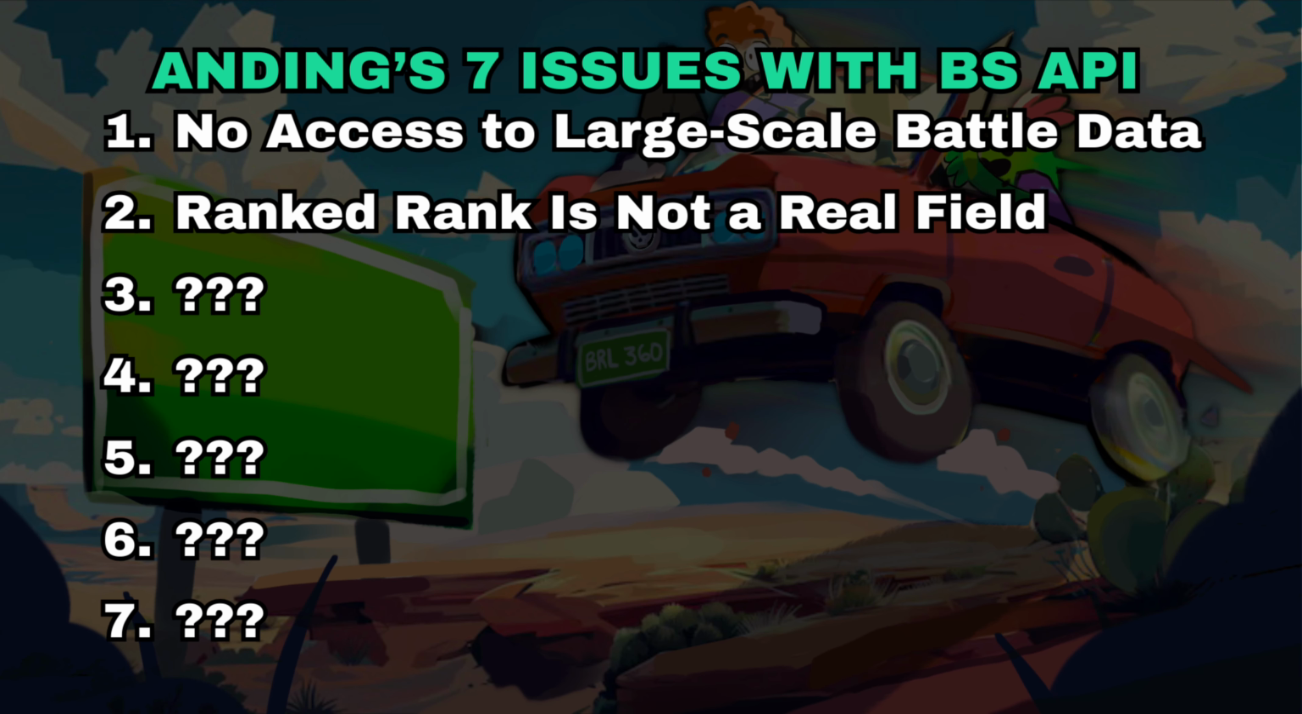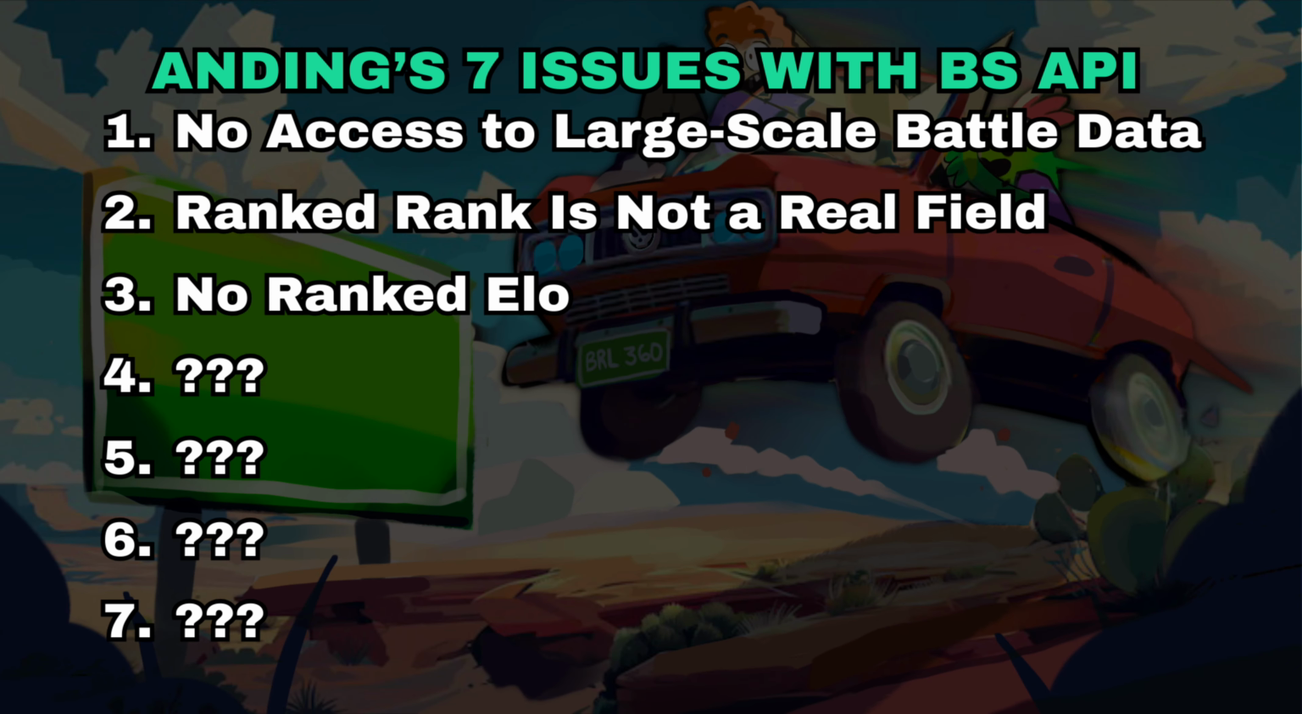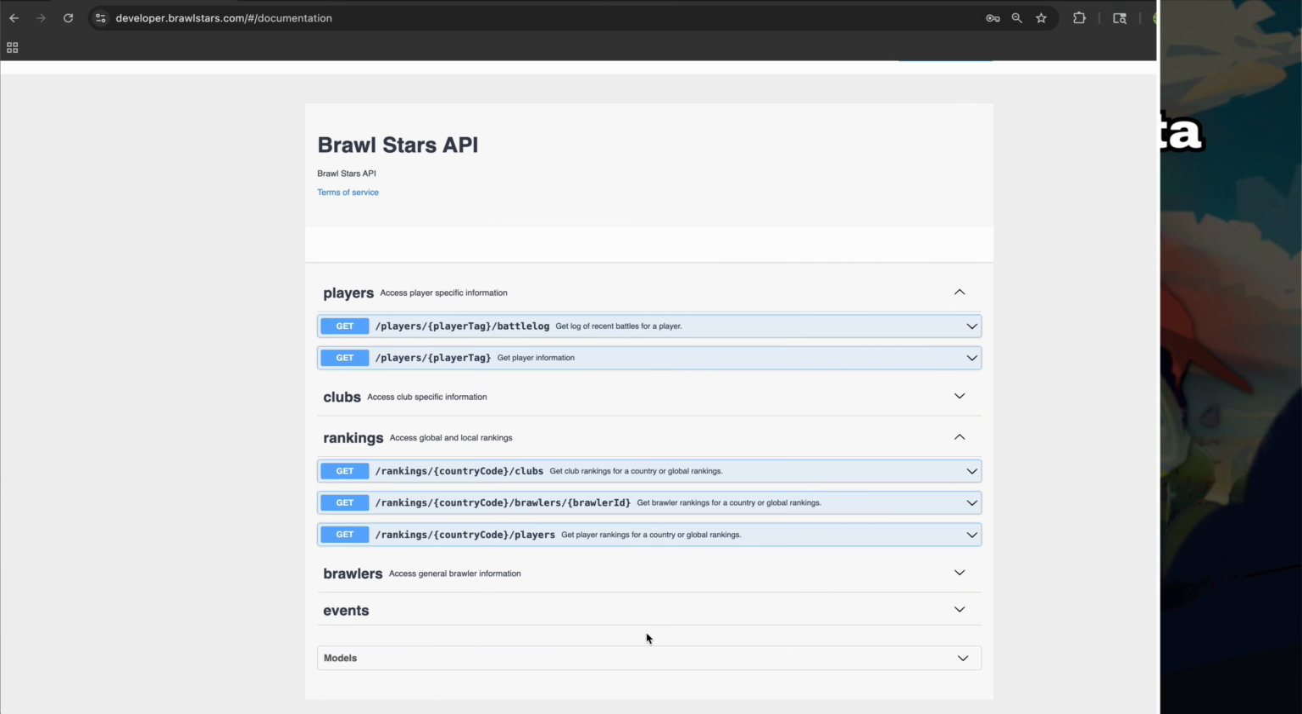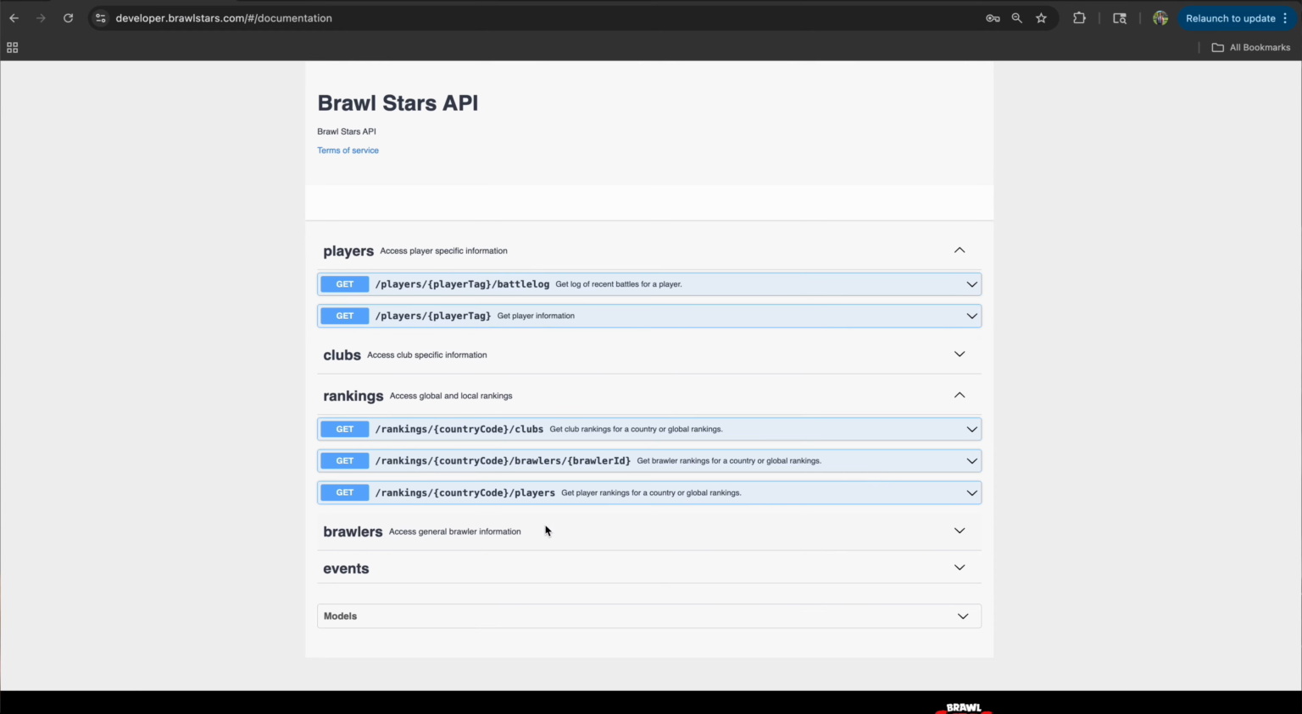Problem number 3. It ties into problem number 2, so I'm going to keep it short for you. There's no ranked elo anywhere in the endpoints. Anywhere. There's no way to currently track elo progression of a player over the course of a season without having users being forced to manually enter every single ranked win or loss and the correlated elo gain or loss.